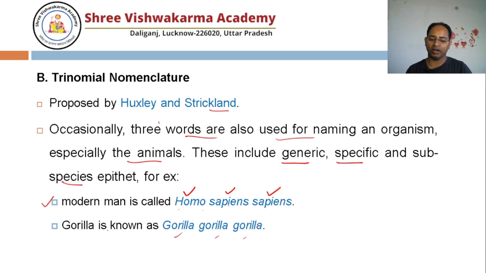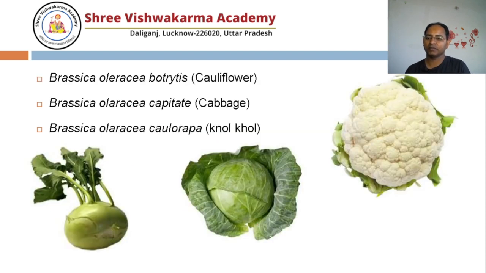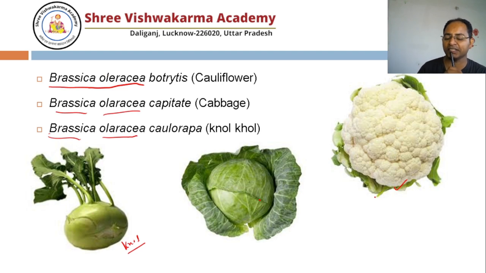Gorilla gorilla gorilla. If you talk about plants, you see this is the knol-khol, ghat gobhi as it is called in Hindi, the cabbage, the cauliflower. If you see the scientific name of all three, it is Brassica oleracea. Brassica oleracea, Brassica oleracea, Brassica oleracea. But you see, the characters are different. What is known as cauliflower, cabbage, and knol-khol are the subspecies of oleracea. You can keep the third name: botrytis, capitata, and caulorapa.